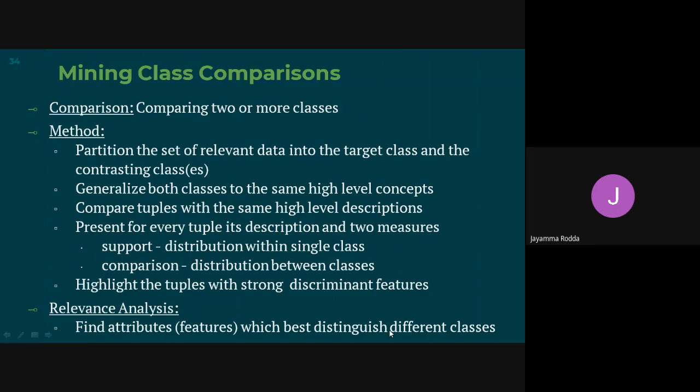Here we are going to apply relevance analysis. What does relevance analysis do? We find the attributes which best distinguish different classes. There will be one or two attributes which bring about this discrimination, so we will find out those attributes.